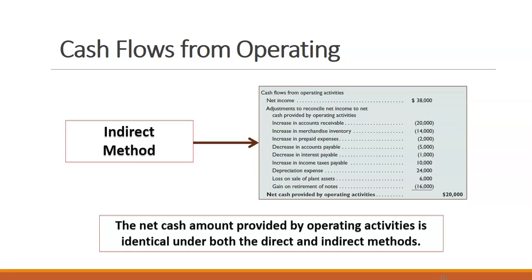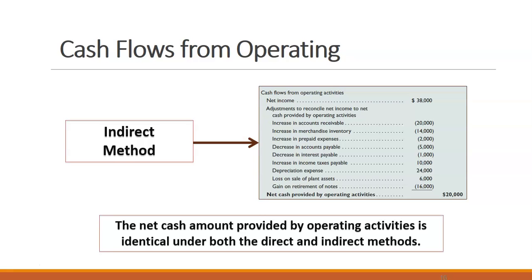We then make adjustments to net income based on our operating activities. So we have the increases or decreases in current assets and current liabilities. And then we add back non-cash expenses such as depreciation expense. And then we look at losses and gains for any kind of loss or gain that we have.